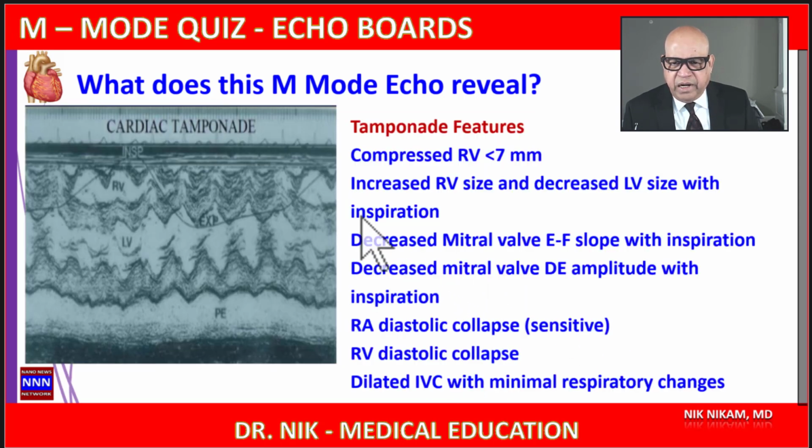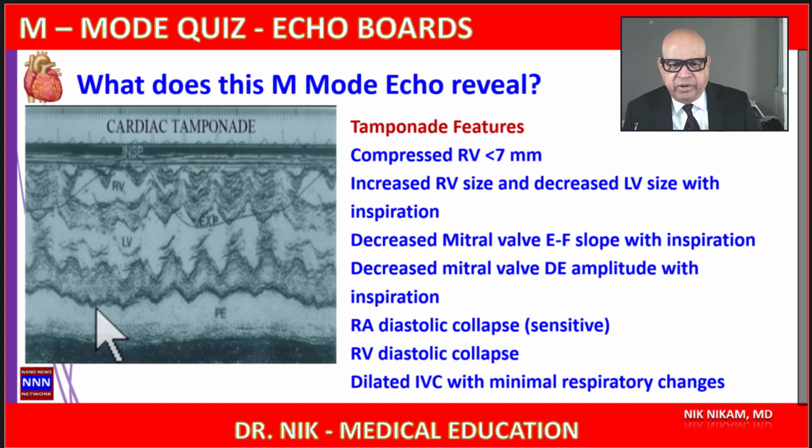Here we have summarized some of the findings that are most relevant, that we need to know and memorize when it comes to tamponade. The compression of the has to be less than 7 millimeters. The increase in RV size and decrease in LV size with inspiration. As we can see, during expiration the LV size is big, but it is small here. So there's an increase in RV size and a decrease in LV size during inspiration.